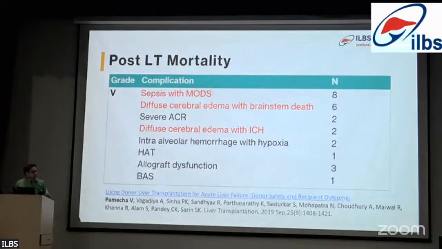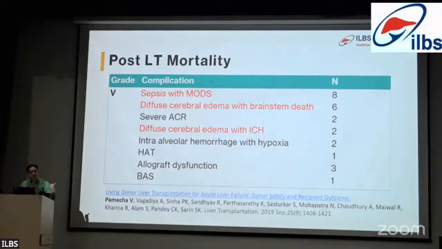So when we look at our mortality: sepsis and multi-organ dysfunction, diffuse cerebral edema with brainstem death, and diffuse cerebral edema with intracranial hemorrhage and alveolar hemorrhage as well, intrapulmonary hemorrhage. So these have been the major killers after the operation. So how can we improve on this?